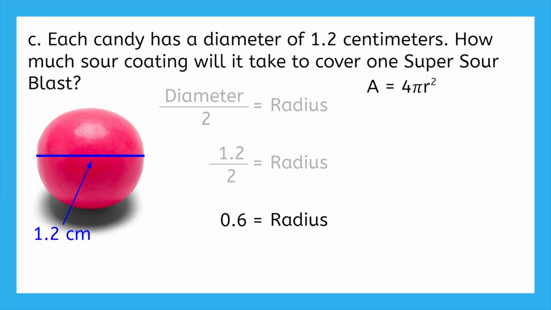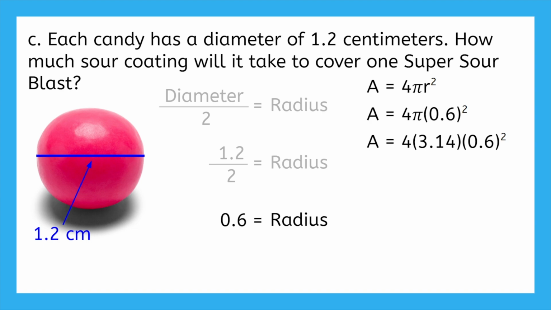Now that we know our radius, what do we do with it? We substitute it into our equation in place of r, like this. Next up, it's time to decide about pi. Substitute 3.14 or no? We agreed to solve in numeric units, so that means substitute. So our next line is A equals 4 times 3.14 times 0.6 squared.